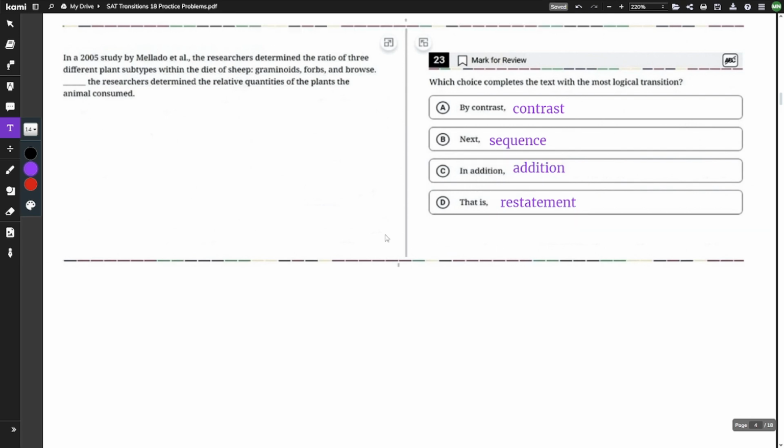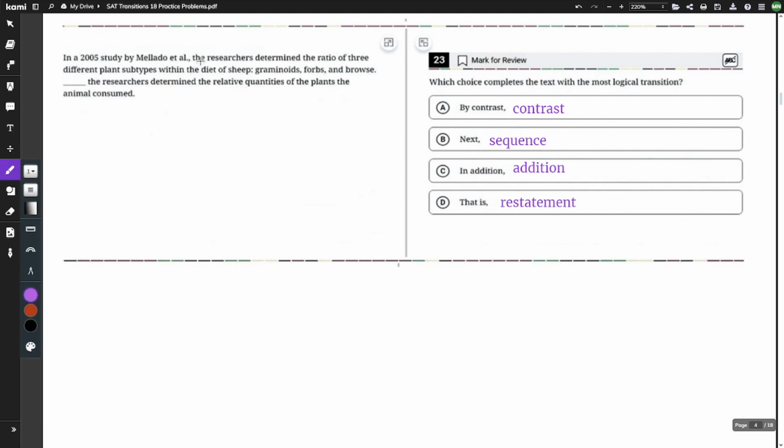I mean, that's what restating is. Anyways, none of these categories are the same, so we can't cross anything out. Let's move to our text. In a study, the researchers determined the ratio of 3 different plant subtypes within the diet of sheep. The researchers determined the relative quantities of the plant the animal consumed.